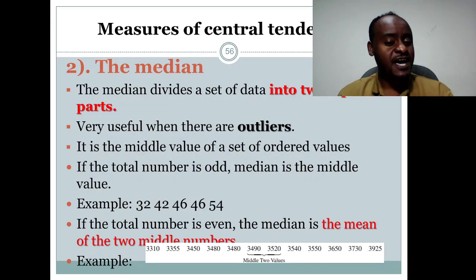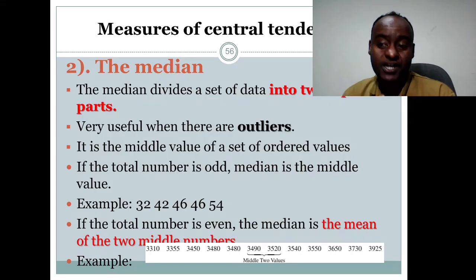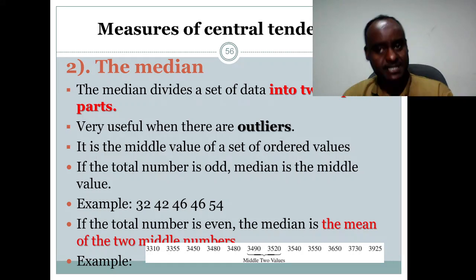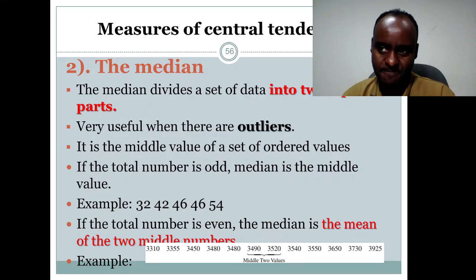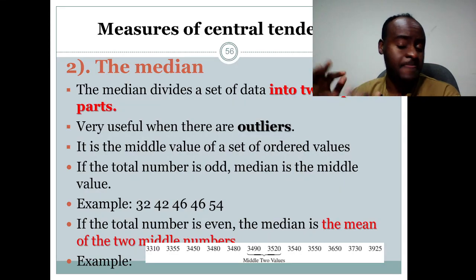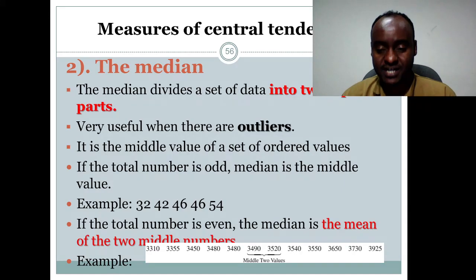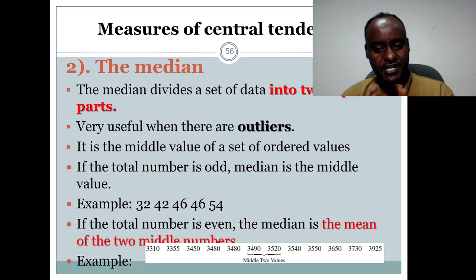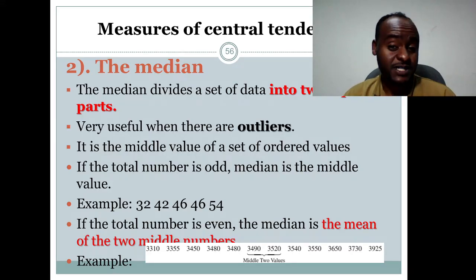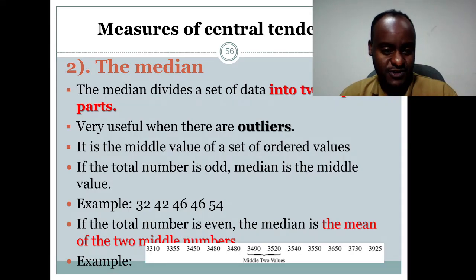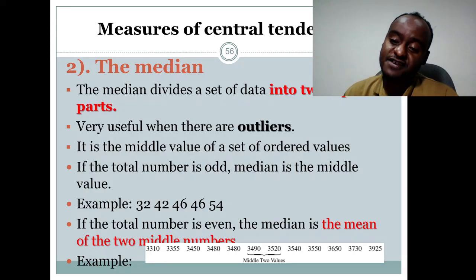It is the middle value of the set of ordered values. How do you get the middle value? The first task you need to do is to order the data in ascending or descending order. You have to arrange your data points in ascending order, or in descending order, but the point is you need to order. If the total number is odd, the median is the middle value.